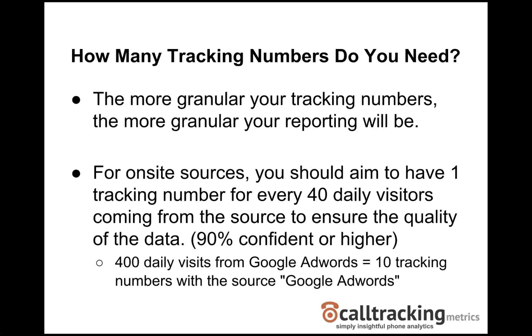For your on-site sources, so for any of your online sources, you do want to use a rule of thumb to make sure that you have enough tracking numbers for your traffic. The rule of thumb is generally one tracking number for every 40 daily visitors. So in the example here, if you have 400 visits a day from Google AdWords, divide that by 40, and you probably want to have about 10 tracking numbers in your account associated to the source of Google AdWords.